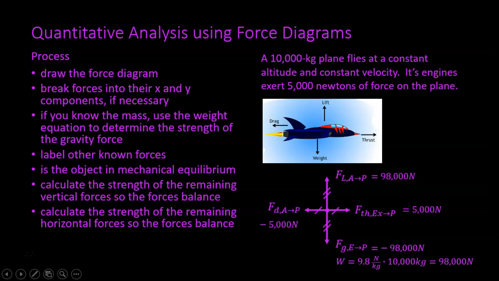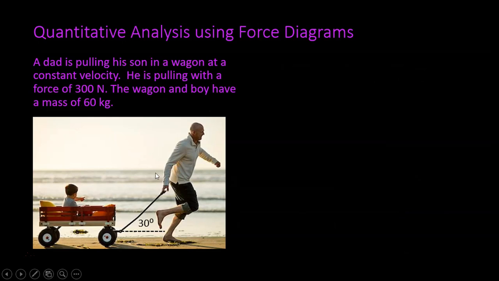So this is how we use this step-by-step process to determine the strength of all the forces when an object's in mechanical equilibrium. Let's look at another problem that's a little more involved. Here we have a dad pulling his son in a wagon. Notice that the angle of his pull force is 30 degrees above the positive x-axis. So let's go ahead and go through this process we learned in the previous slide.